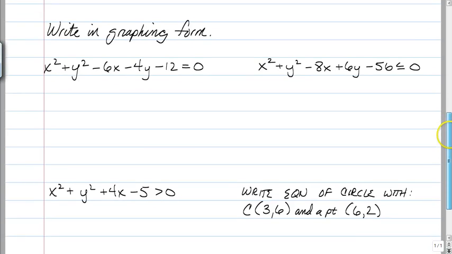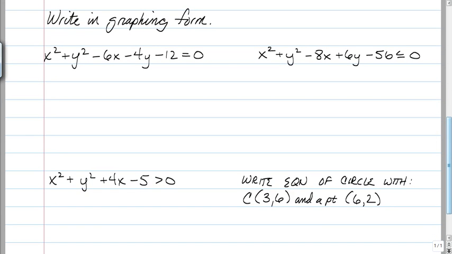So now we're going to practice writing in graphing form. This is going to look very familiar to you because we just got done doing this in Chapter 5. It's called writing an equation in vertex form. But for circles, we actually just call it graphing form because you have x's and y's. So you're going to complete the square twice in each problem. Now don't freak out. It's pretty simple to do if you understand how to complete the square with any normal equation.